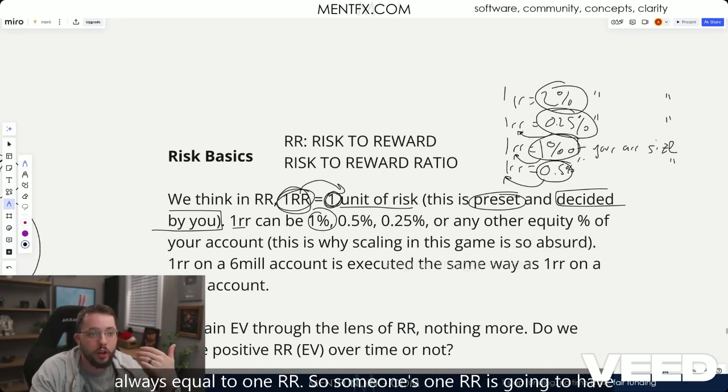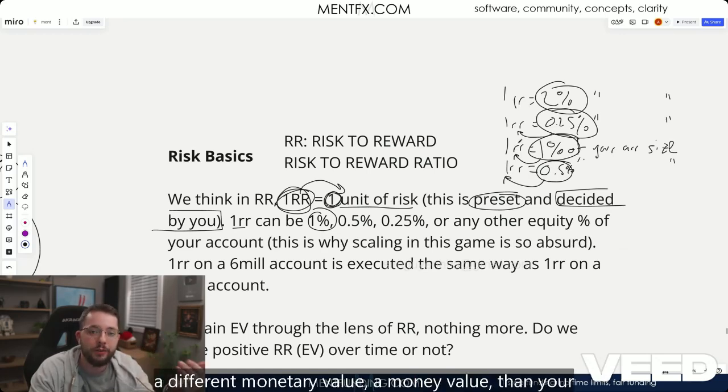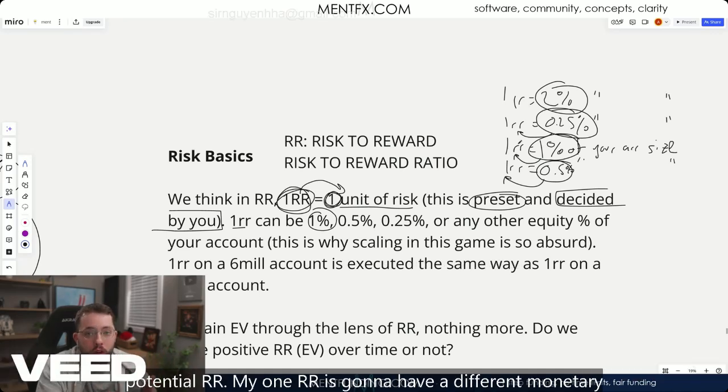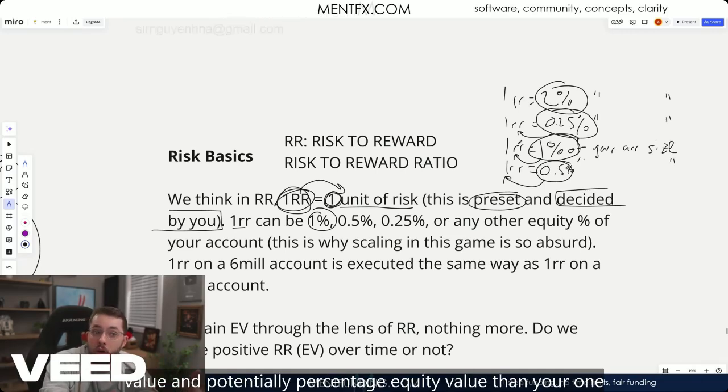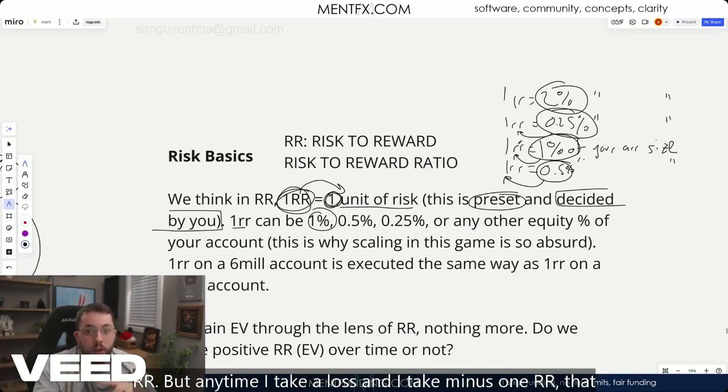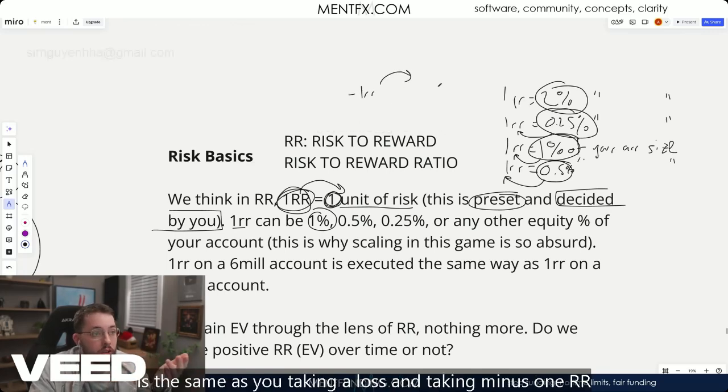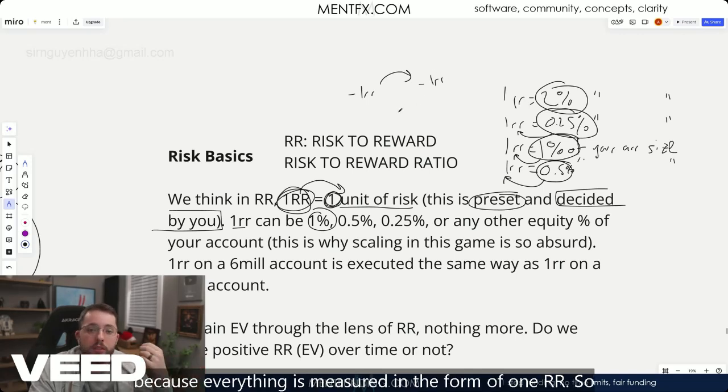So someone's 1 RR is going to have a different monetary value than your 1 RR. My 1 RR is going to have a different monetary value and potentially percentage equity value than your 1 RR. But anytime I take a loss and I take minus 1 RR, that is the same as you taking a loss and taking minus 1 RR, because everything is measured in the form of 1 RR.